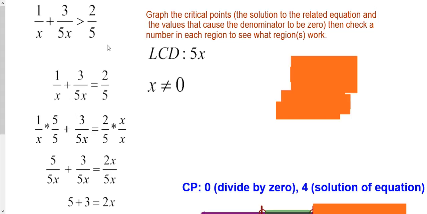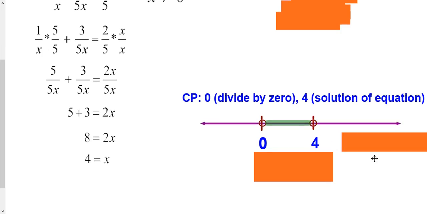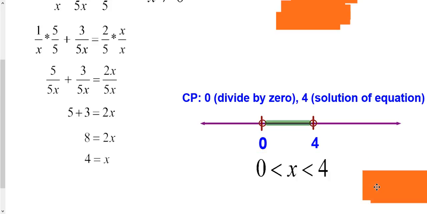Then you try a number to the right of 4, like 5. So you get a 1/5 here plus a 3 over 25 here. Is that greater than 2/5? No, it's not, so you're not going to shade. So you're only shading in between. We have one region that's shaded, so we can write that as one compound inequality. 0 is less than x is less than 4.